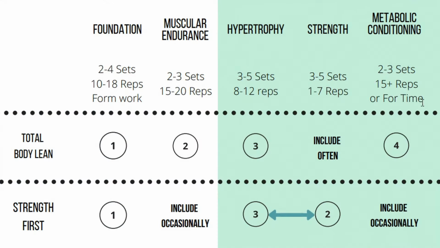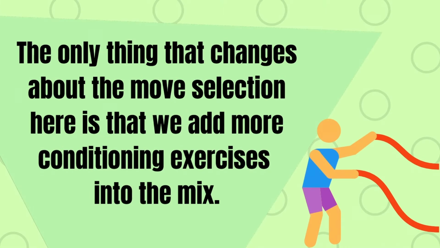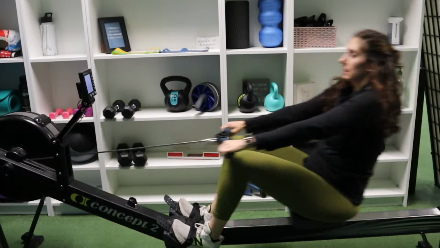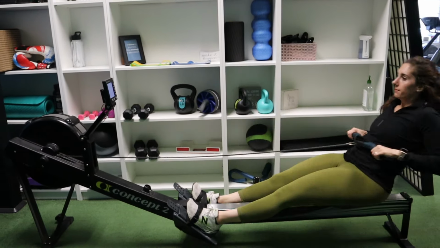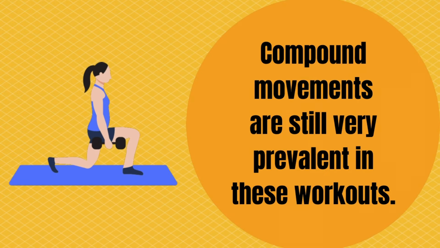Next up, we have the metabolic conditioning phase. The only thing that changes about the move selection here is that we add more conditioning exercises into the mix. I like the battle ropes, sliders, and near sprinting type movements on things like the rowing machine. Compound movements are still very prevalent in these workouts.